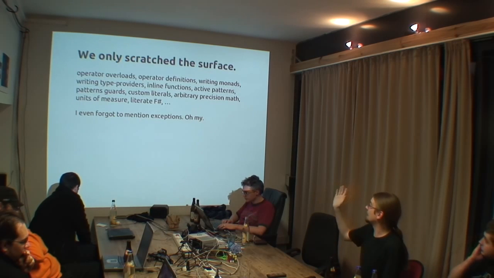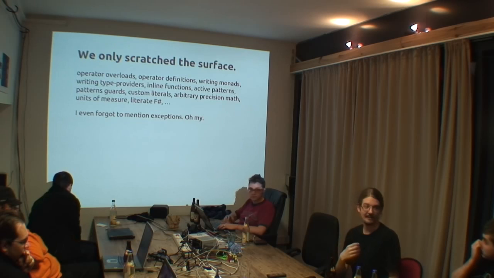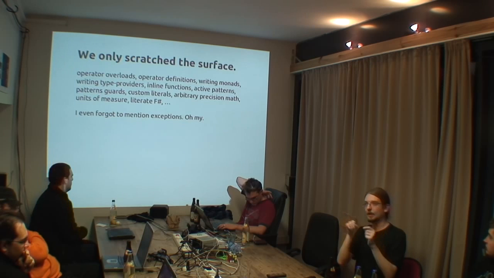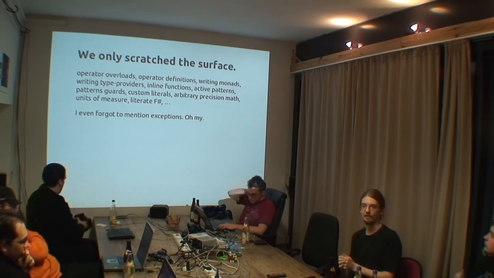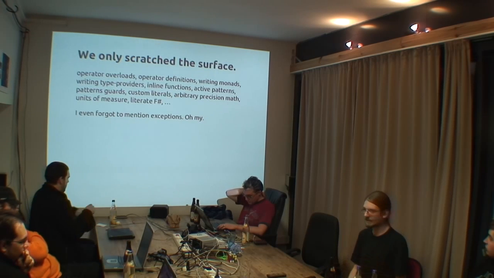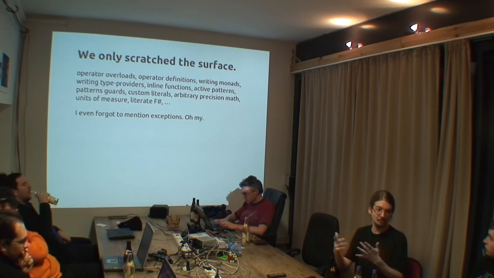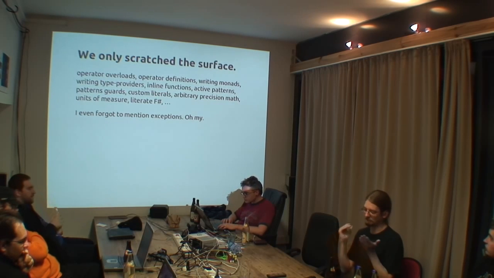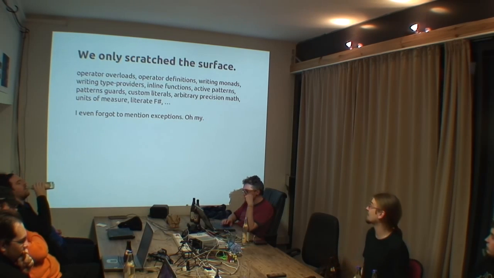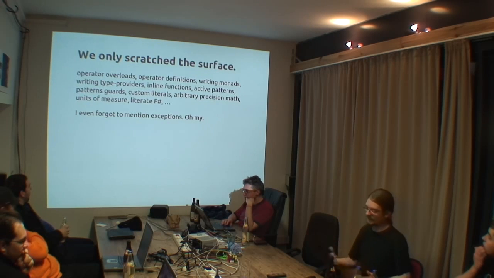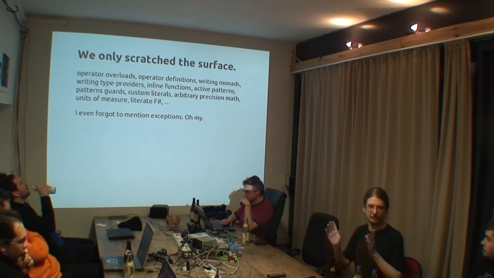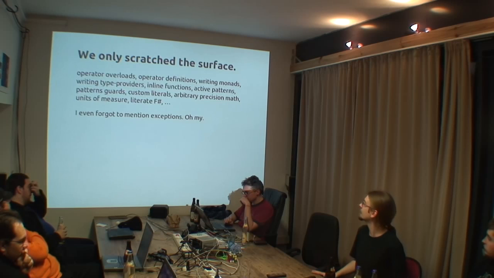Custom literals, arbitrary precision, units of measure, you can use physical SI units in F#. You say float, and then you make float a generic, and then the float is either Newton or Ampere, and then you multiply stuff together, and then it's automatically, for instance, Newton times meter is Newton meter, and you cannot set this value to something that expects Ampere. So great for physical stuff. Literate F#, you can do literate programming in F#. And quite convenient, you write a script, you write Markdown, you write F#, it just works.